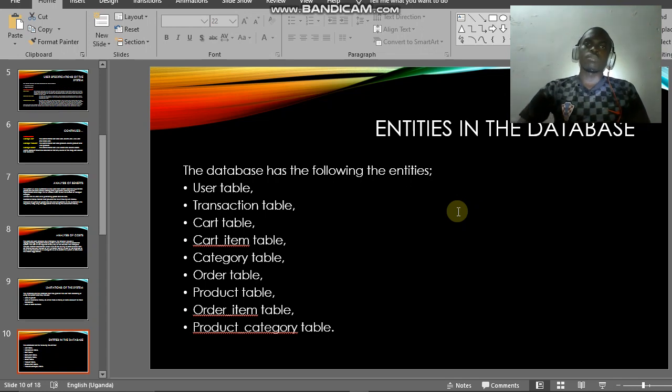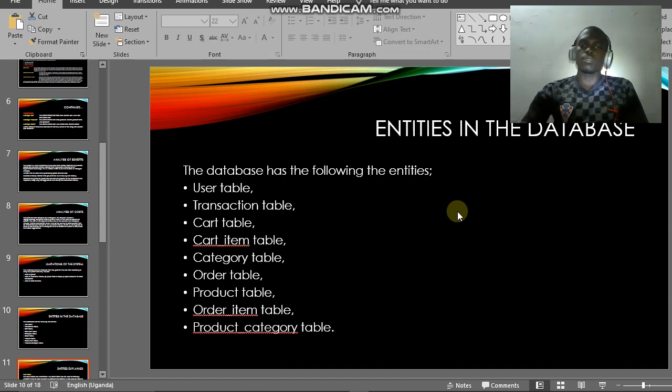Now let us bump into the design of the database. Let's begin with the entities. This system is going to have 9 entities. It is going to have the user table, the transaction table, the cart table, the cart item table, the category table, the order table, product table, order item table, and the product category table.